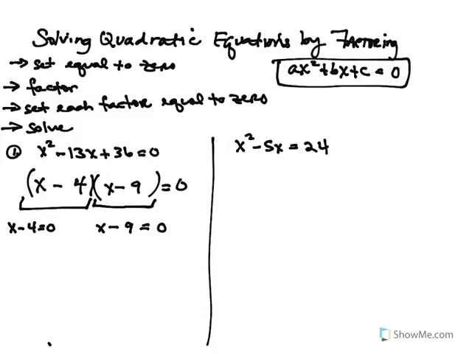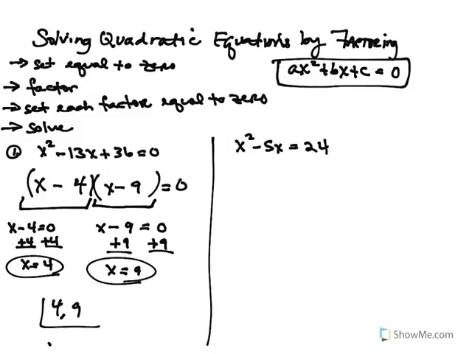So x minus 4 equals 0. How do I get x by itself? I'm going to add 4 to both sides. Done. x minus 9 equals 0. I'm going to add 9 to both sides. Done. So my answer would be 4 and 9. And of course, you can always check equations by plugging it into the original problem and making sure you get a true statement back.